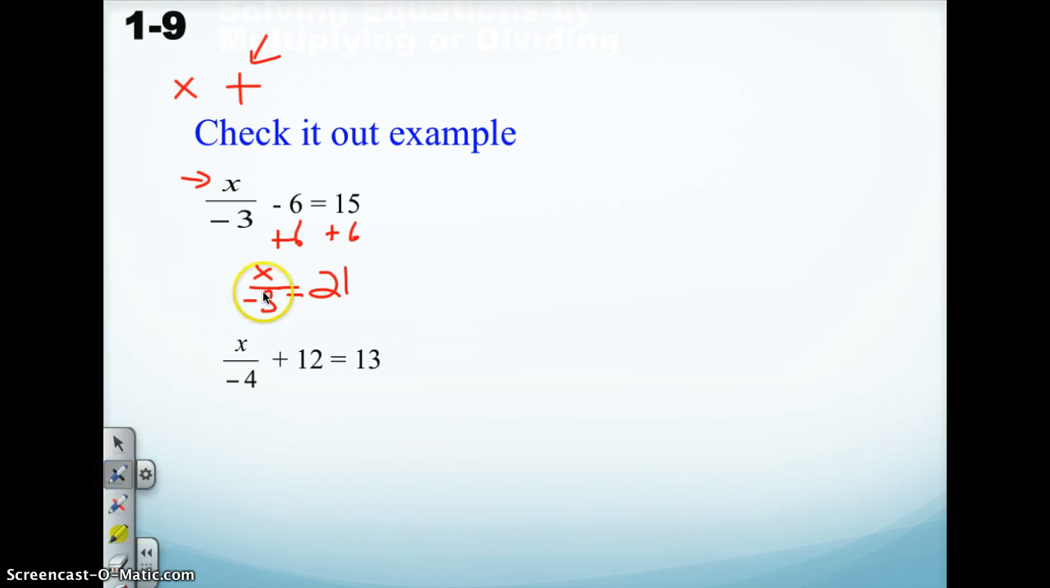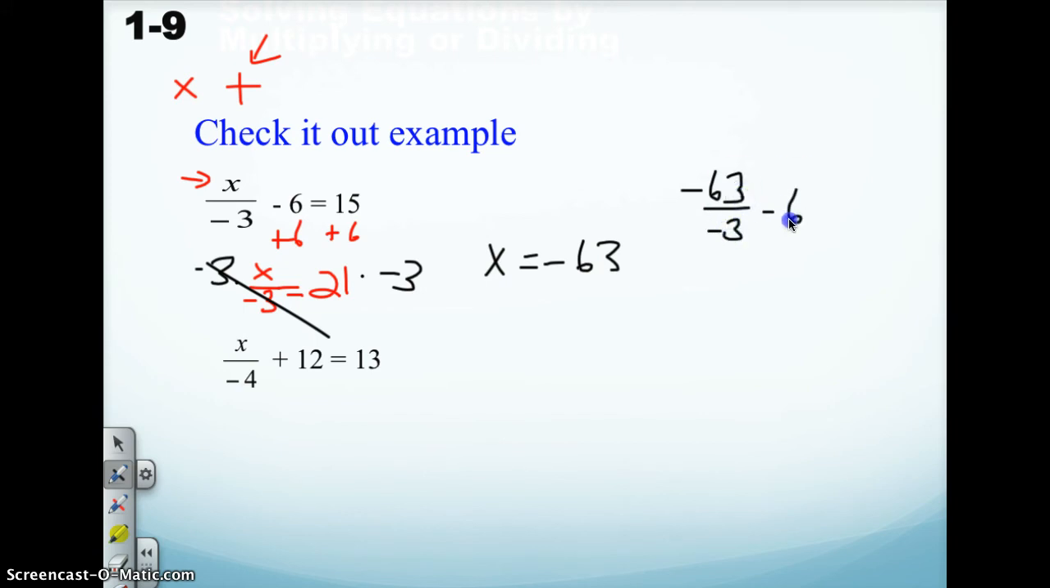Our next step, division. So we multiply to eliminate, cancel the negative 3's, x equals negative 63. Let's check. Negative 63 divided by negative 3 minus 6 should equal 15. Okay, negative divided by negative is a positive. 63 divided by 3 is 21. 21 minus 6 is 15.